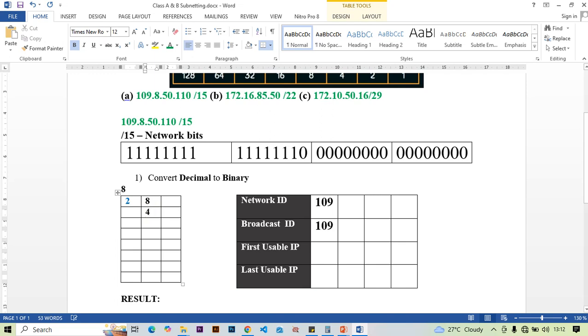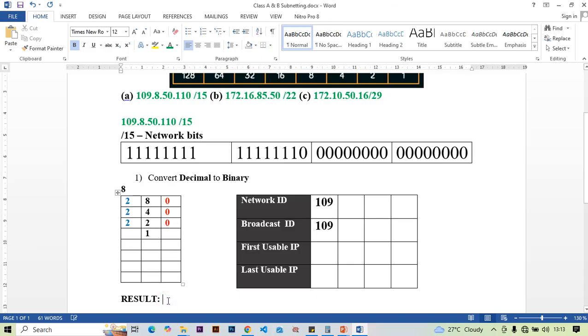Dividing 8 by 2 gives us 4, remainder 0. Then you have 2 again, divide by 2, remainder 0. You divide again by 2, you have 1, remainder 0. So converting 8 into binary gives us 1, 0, 0, 0. However, in our octet we always have 8 bits, so other zeros will appear behind to make the 8 bits.